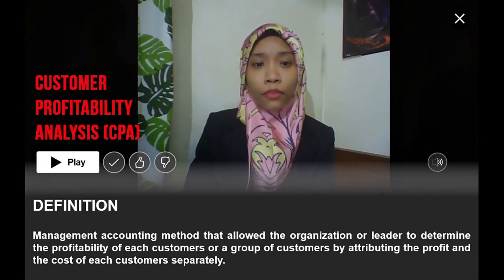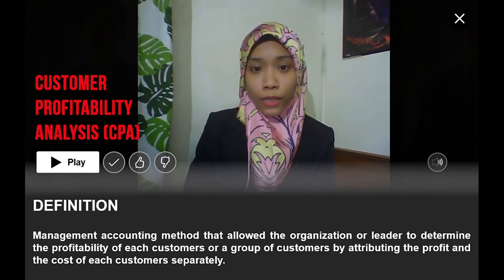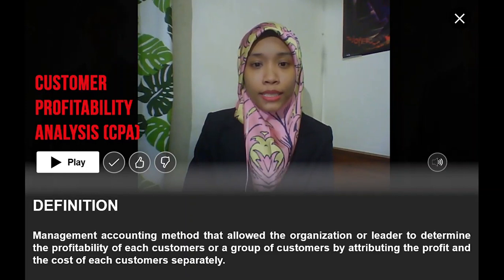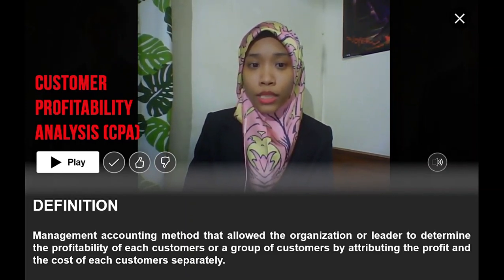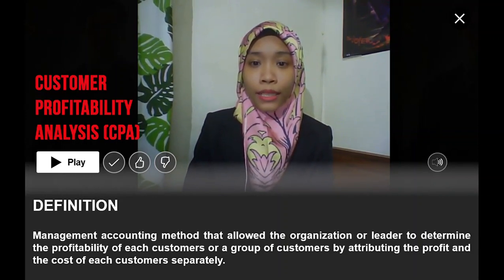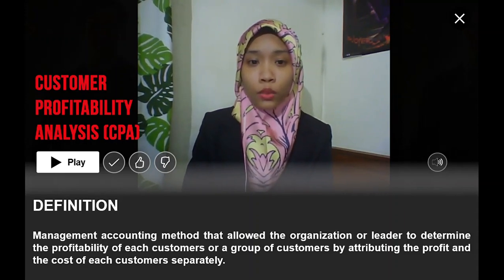So, customer profitability analysis uses the activity-based costing technique to assign cost to an individual customer or customer group. In this case, the customer is the cost object instead of using products or services. We also keep in mind that the difference in revenue also impacts the profitability and can vary depending on the customer or customer groups.